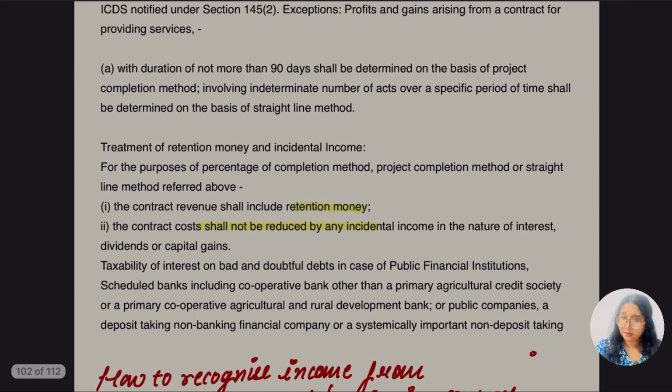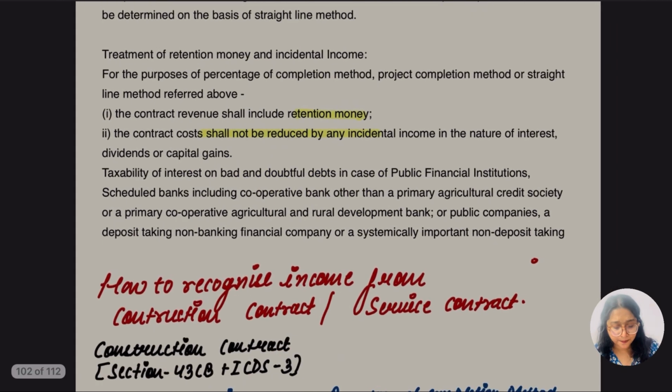I'm going to read it from here. With duration of not less than 90 days shall be determined on the basis of the percentage of completion method; the project completion method, the second case, involving an indeterminate number of acts over a specific period of time, shall be determined on the basis of the straight line method. Easy.